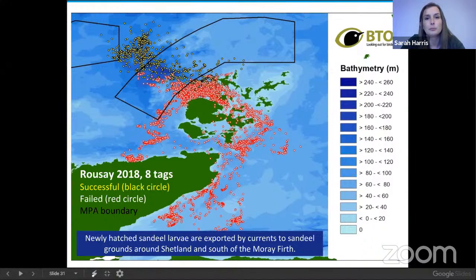And then the black boundary lines are marine protected areas. And this particular marine protected area, one of the reasons for its designation was due to it being an important location for sand eel larvae. So the currents and the swells within the sea there are particularly favourable for sand eels, and obviously the sort of thing that the Arctic skuas might be stealing from auks and kittiwakes and other seabirds.